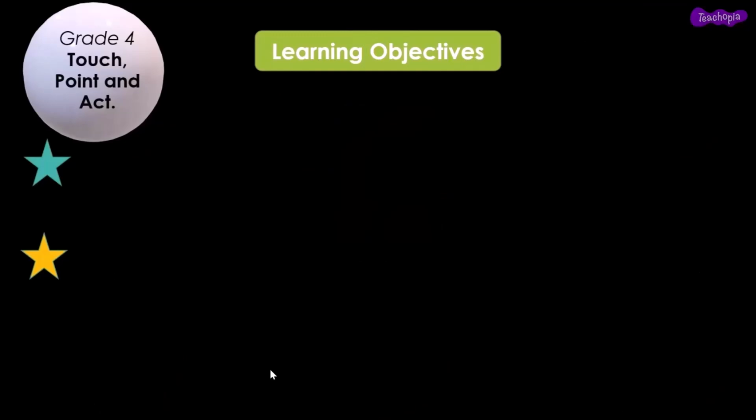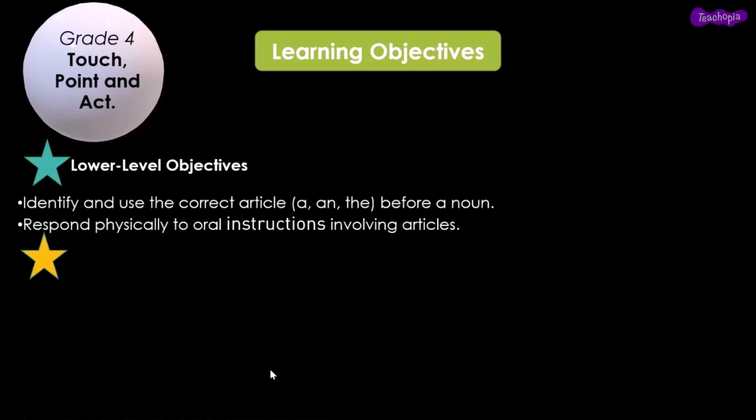Let's go over the learning objectives for this activity. At the lower level, or at the primary level, we want learners to identify and use the correct article a, an, and the before a noun. We want them to respond physically to oral instructions involving articles.